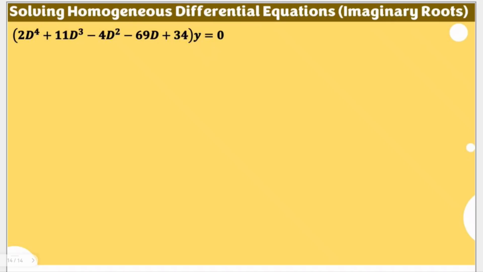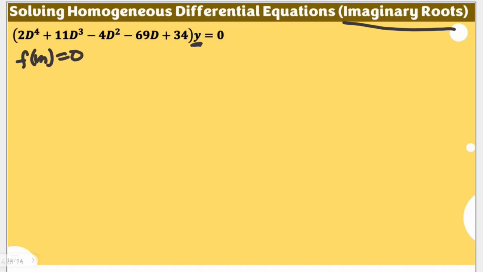Now, let's solve this given differential equation. We have here an equation already expressed with differential operator D, and this would be our dependent variable. And it is said to have imaginary roots later on in connection to the auxiliary equations. Now what we're going to do here is to transform this into its equivalent auxiliary equation.